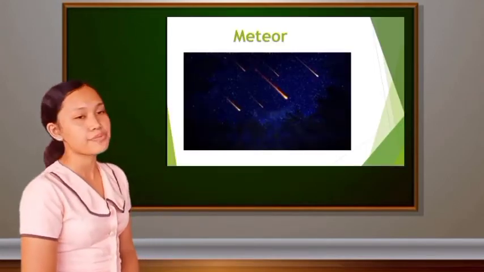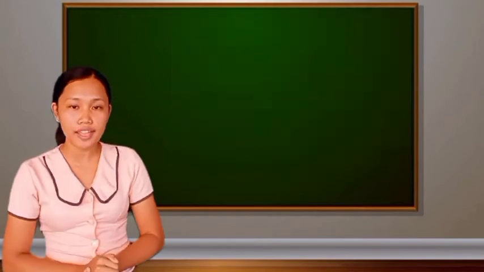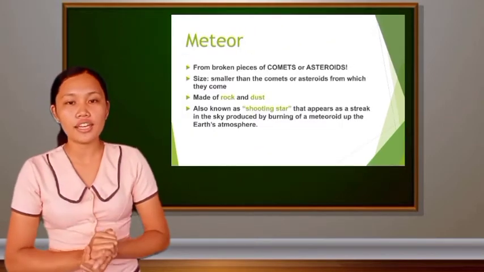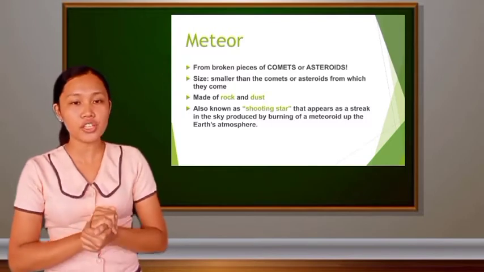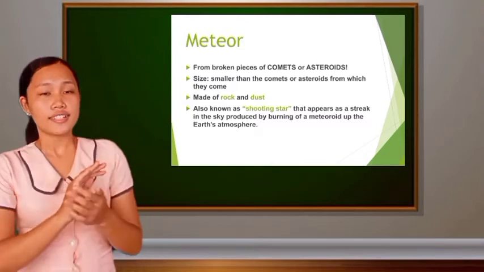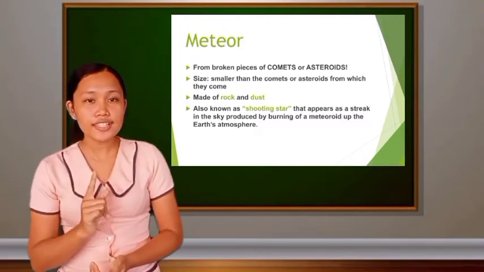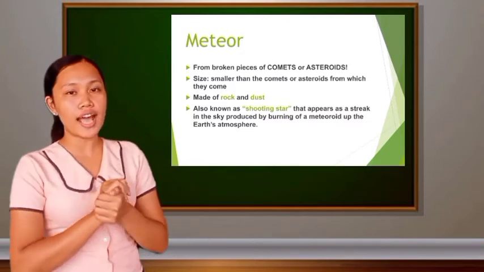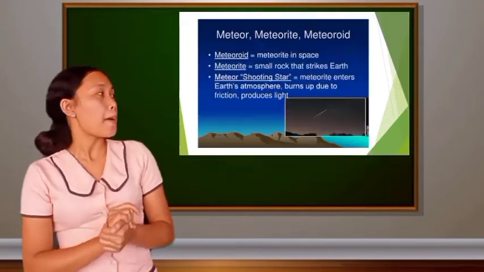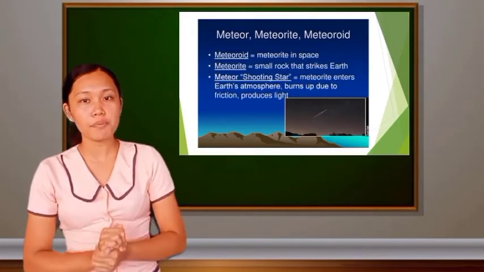So look at the screen. A meteor is a small body of matter from outer space that enters the Earth's atmosphere, becoming incandescent as a result of friction and appearing as a streak of light. Sometimes, one asteroid can smash into another. This can cause small pieces of the asteroid to break off. Those pieces are called meteoroids. Meteoroids can also come from comets.